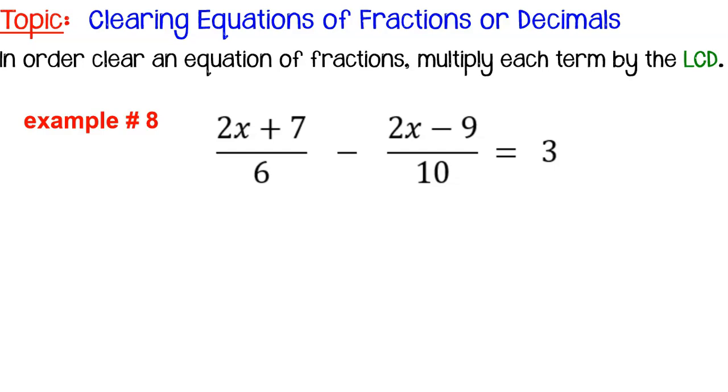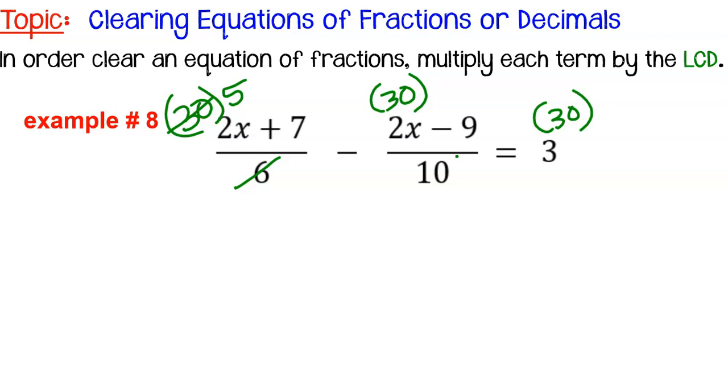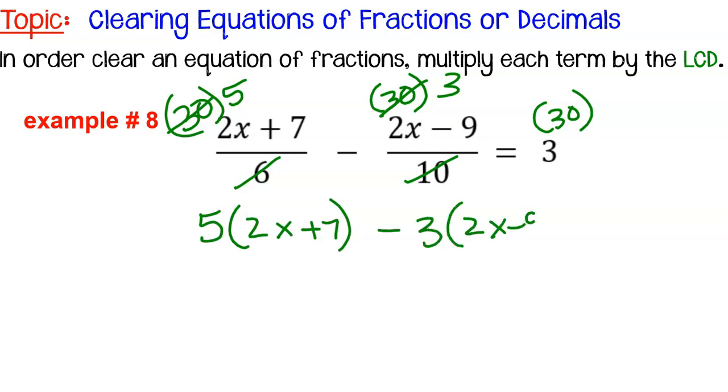What happens if your numerator has an expression? Well, you still concentrate on the denominators, even the ones you can't see. So it looks like I have 6 and 10, which gives me an LCD of 30. Now when I multiply each term by 30, if your numerator is an expression, then you're going to wind up distributing that value. Just like this. 5 times the entire numerator. And 3 times the entire numerator over here.